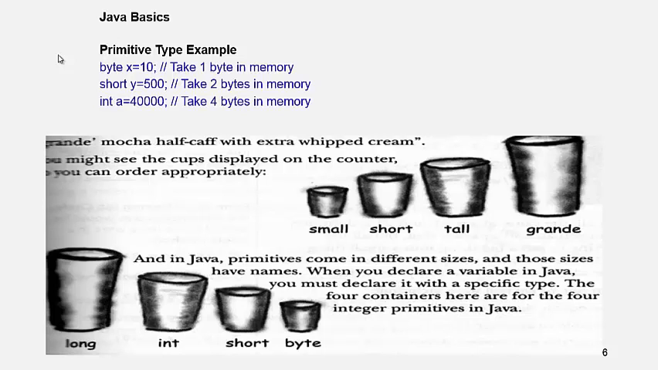Similarly, Java variables come in different sizes: byte, short, integer, and long. You cannot use a byte in place of a short, or a short in place of a long. The compiler will not let you do that. It will give a compile time error. But if you do so, you have to explicitly typecast a byte to an integer, or a short to a long.